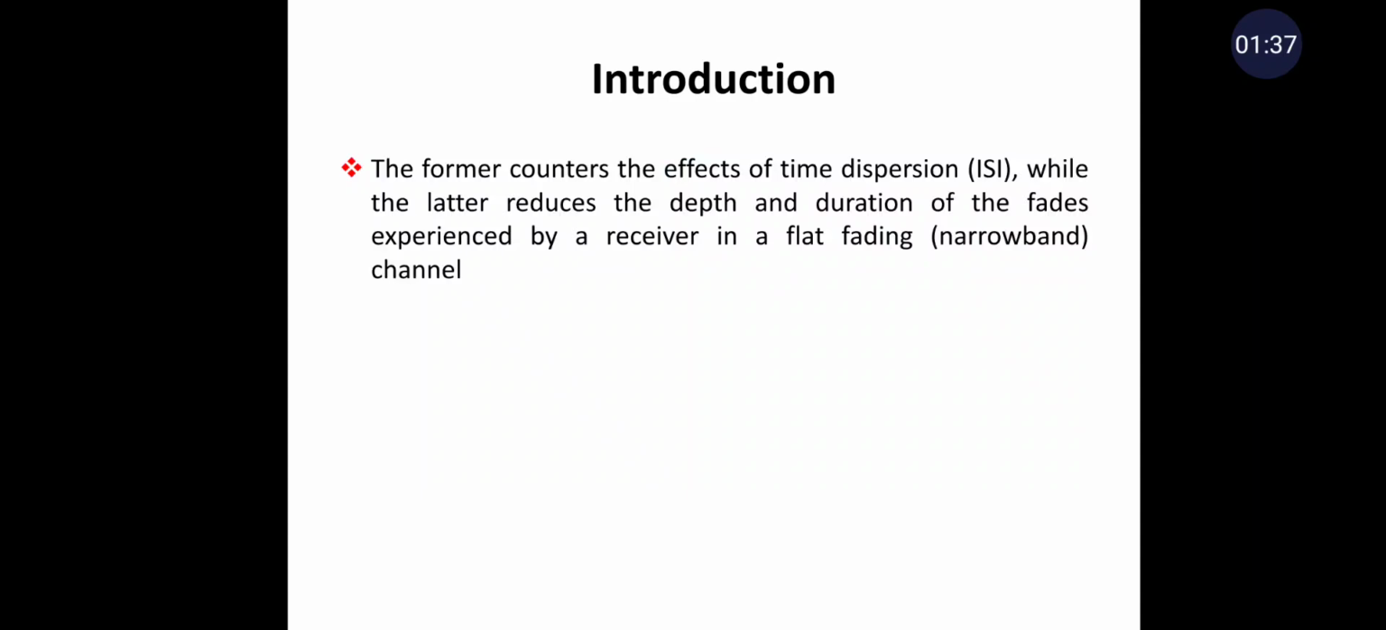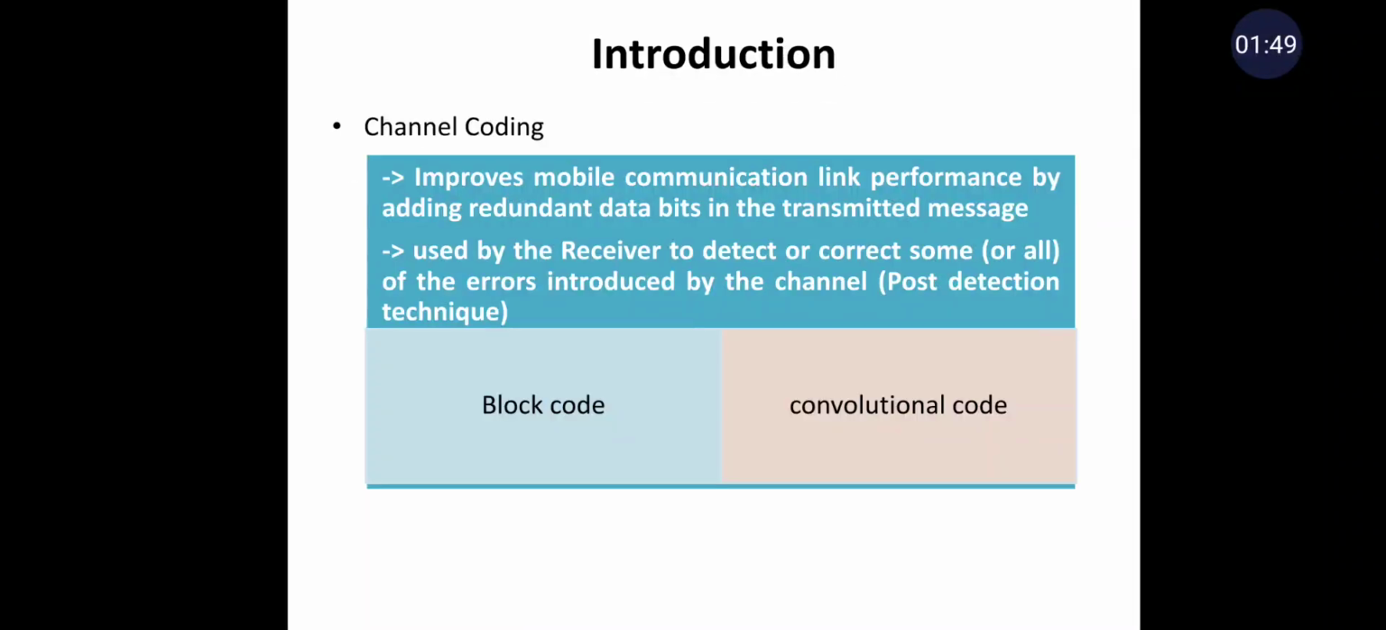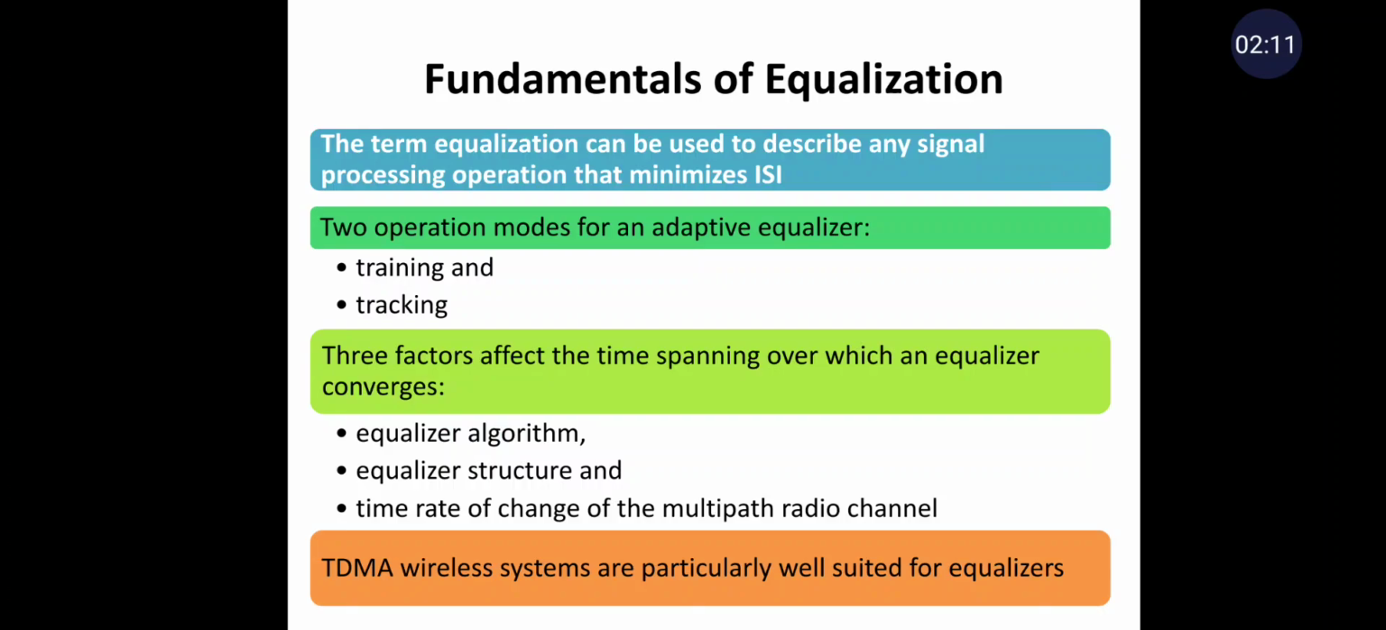So equalization counters the effects of time dispersion, while diversity reduces the depth and duration of the fades experienced by a receiver in the flat fading channel. And the third method is channel coding. It improves mobile communication link performance by adding redundant data bits in the transmitted message. It is used by the receiver to detect or correct some of the errors introduced by the channel. So there are two coding methods. One is block coding and second one is convolutional coding.